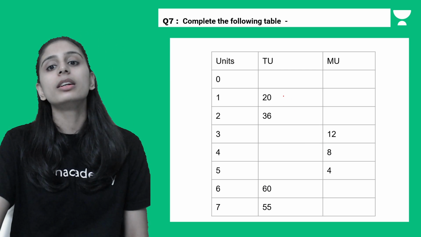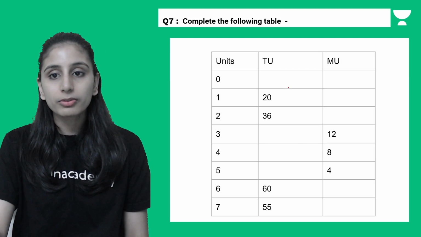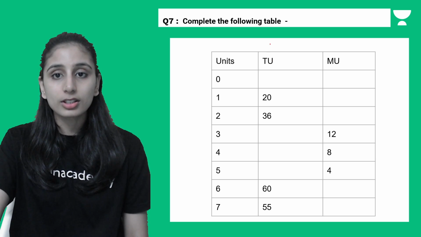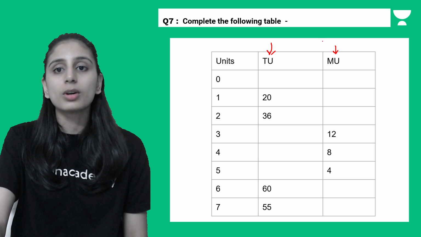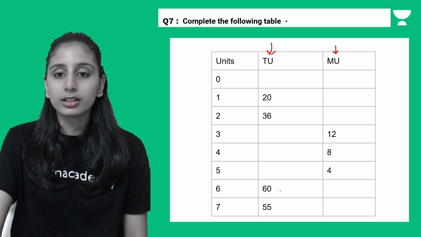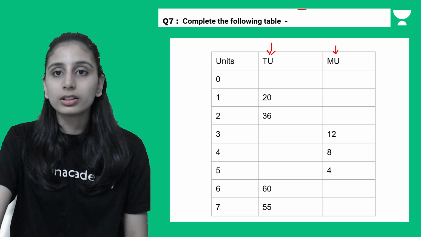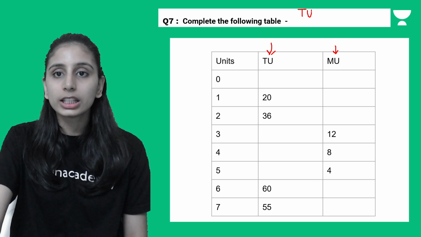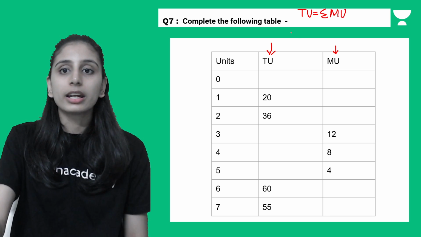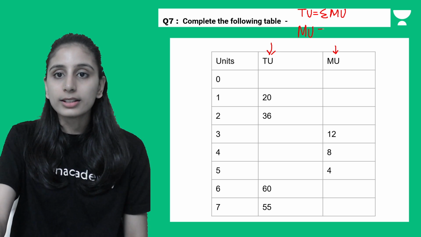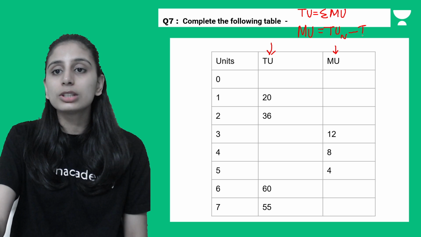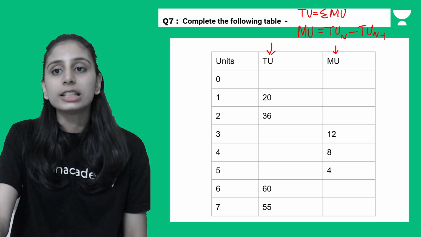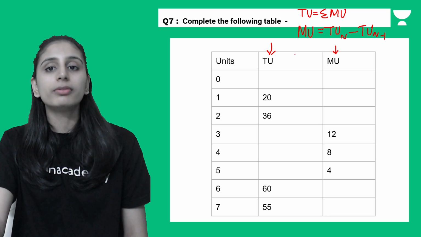This is the table. This is very, very important for your clear understanding. So just so you know how TU is coming, how MU is coming. Write down the formula somewhere here. Let me write down here. TU is equal to... and MU is equal to TU at n minus TU at n minus 1. With these two formulas, your table will be filled.